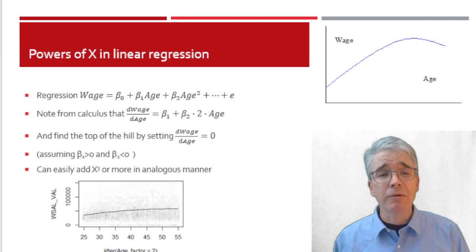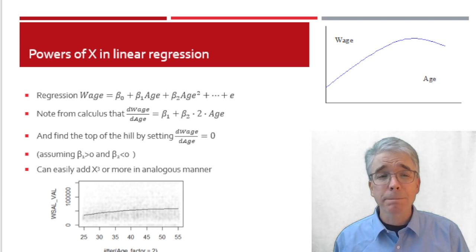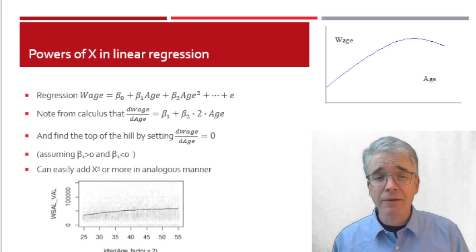Let's do an example. I regress wage on beta naught plus beta 1 age plus beta 2 age squared plus some other stuff plus my error term. Remember your calculus class. How do I find the derivative of y, or in this case, the derivative of wage as age increases? Take the derivative with respect to age. That's going to be beta 1 plus beta 2 times age. That's the first derivative of that parabola.